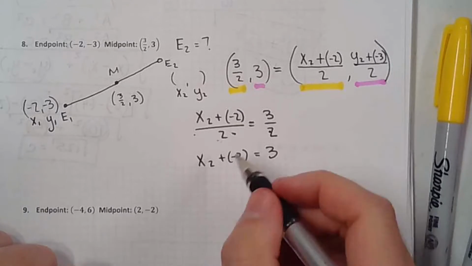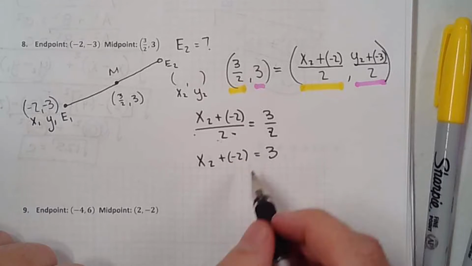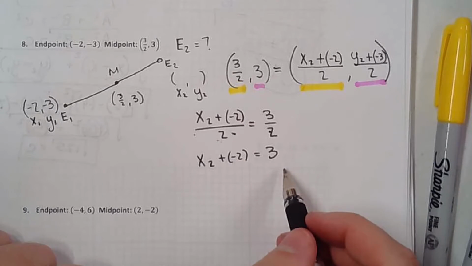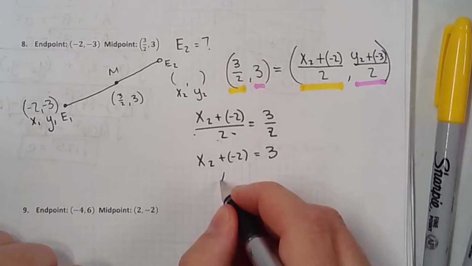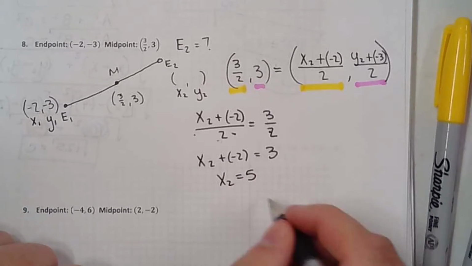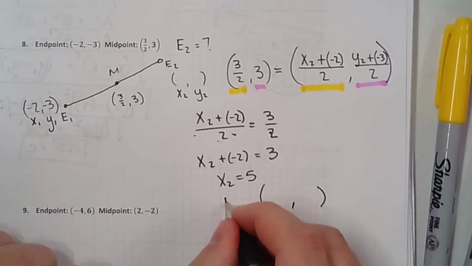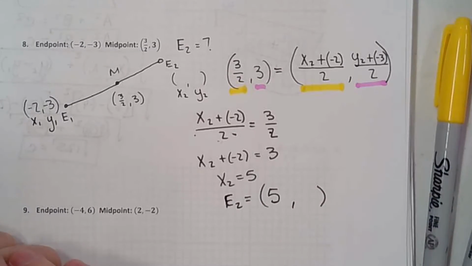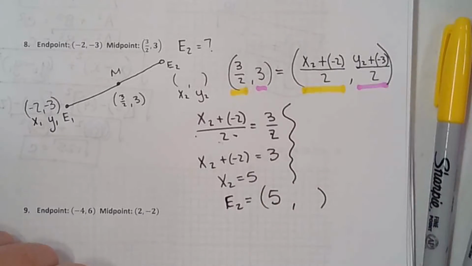Right. So now we're here. We have plus a negative 2. So that's really just minus 2. So when I move that over, I do the opposite. What's the opposite of minus 2? I add 2. So x2 is going to equal 5. So our coordinate for our endpoint 1, or endpoint 2, I should say, 5 is going to be the x value. Now we need to go find the y value.